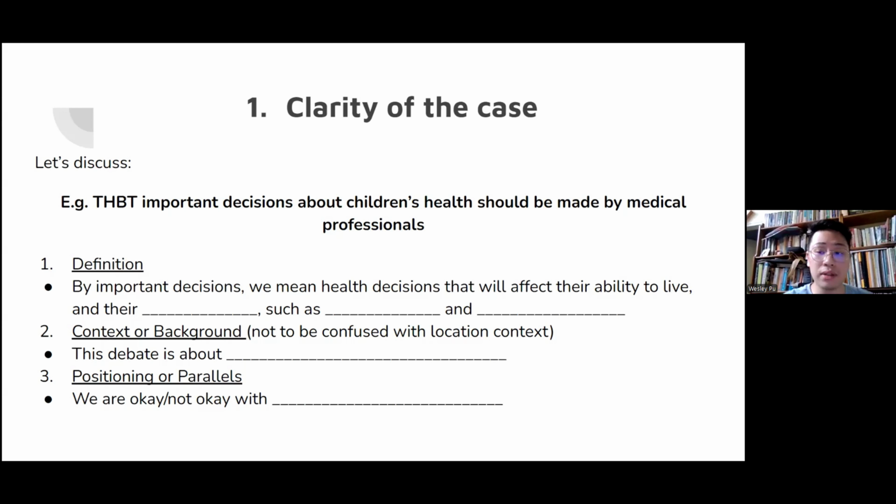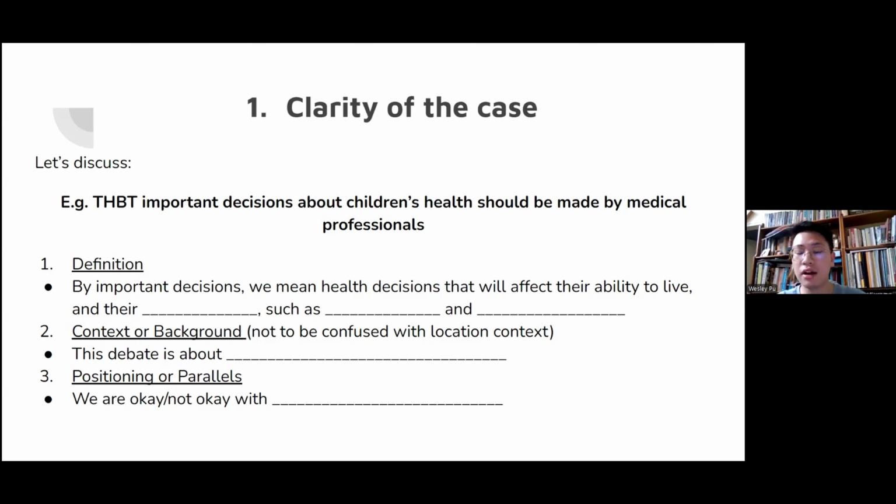So what is this debate about? So this is something that is very clear. First you want to define what kind of health decisions you are talking about. So you're not talking about small level health decisions. These are probably health decisions that really impact the ability to live or die. Things like incubation, things like blood transfusion, things like surgery.